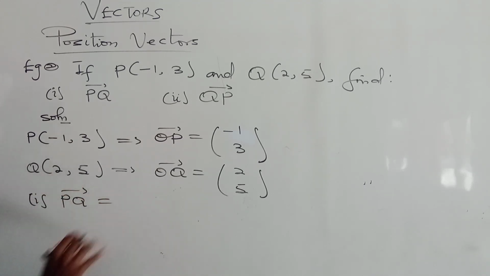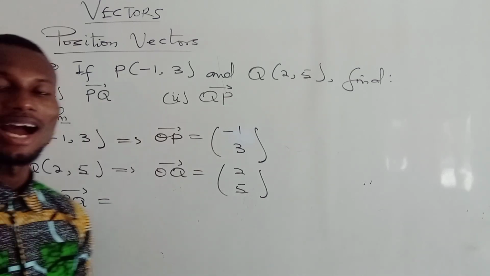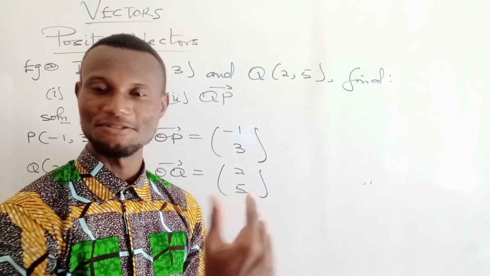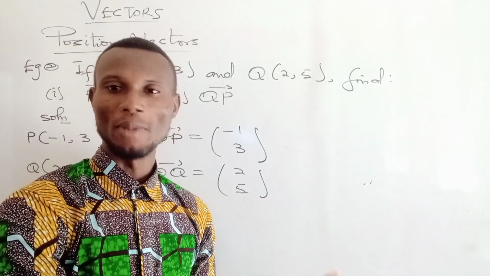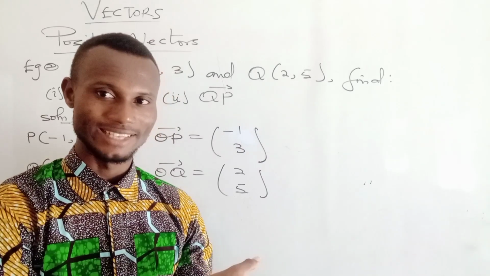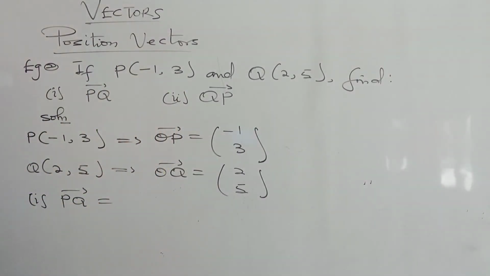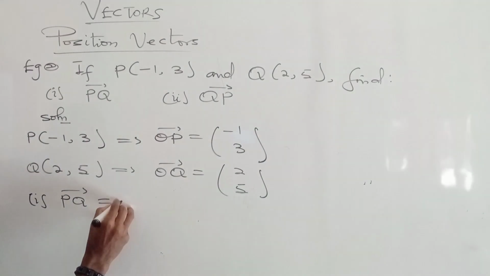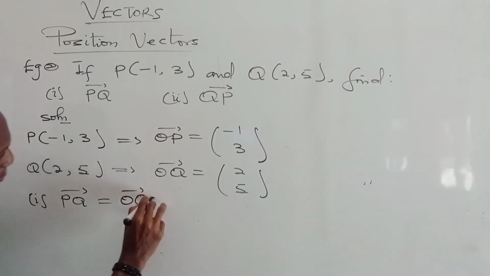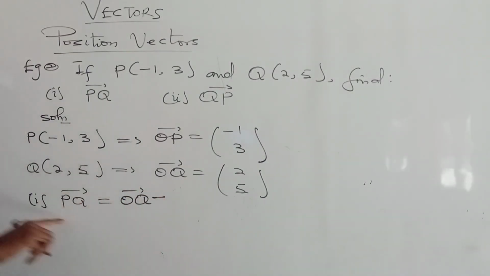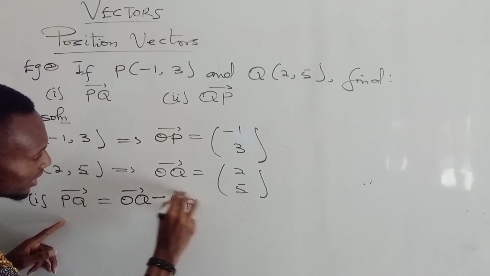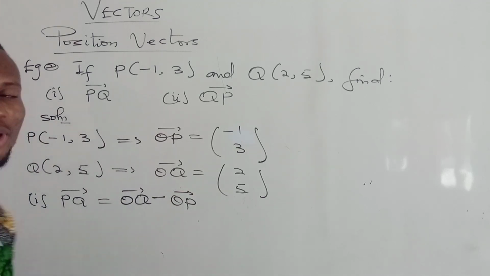PQ. And for us to find the vector PQ, I've explained from the first video that it's always the position vector of the last letter minus the position vector of the first letter. So having PQ here, the last letter is Q, so the position vector of Q is going to be OQ. It's going to be OQ minus the position vector of the first letter. The first letter is P, so it's going to be OP. I hope you understand and you agree with me up to this point.